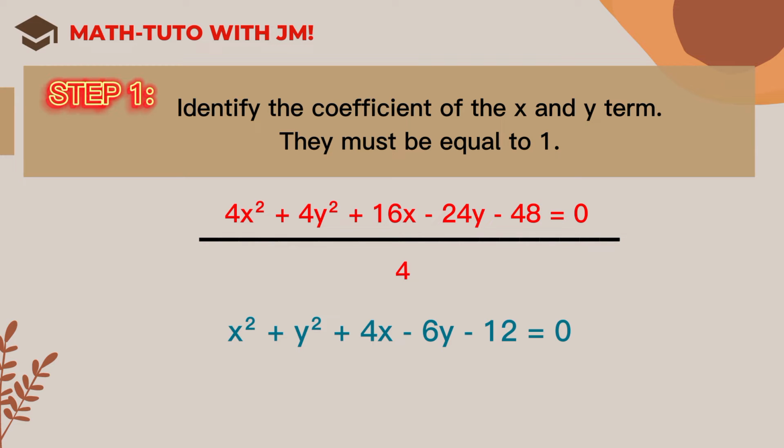4y squared divided by 4 is equal to y squared. 16x divided by 4 is equal to 4x. 24y divided by 4 is equal to 6y. 48 divided by 4 is equal to 12. 0 divided by 4 is equal to 0. So the result must be like this. The coefficient of the x and y term is now 1.